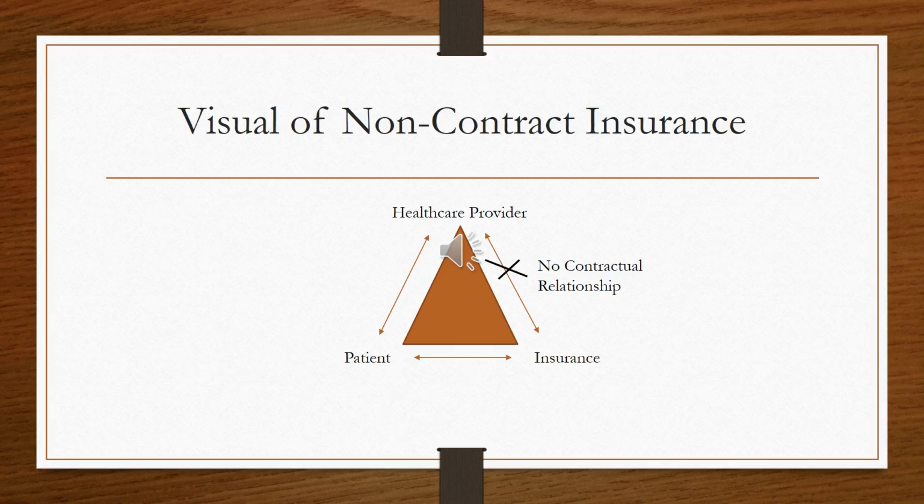In this slide, the visual of a non-contract insurance, when a patient comes in and presents an insurance card that's non-contract, everything's the same as the contract scenario, except the healthcare provider and the insurance company have no contractual relationship, no agreement to abide by any terms or any conditions. The insurance company doesn't even have to pay the provider. The provider can submit a courtesy bill if they want to, but they're not obligated to. Everything's up in the air between the provider and the insurance with the non-contract insurance scenario.